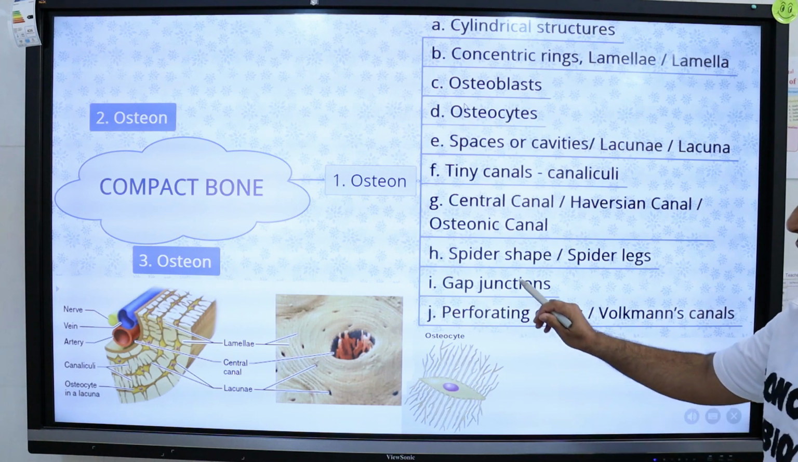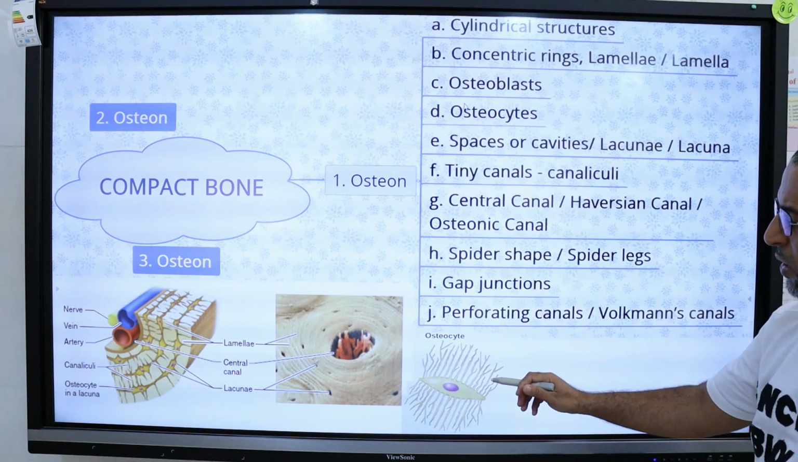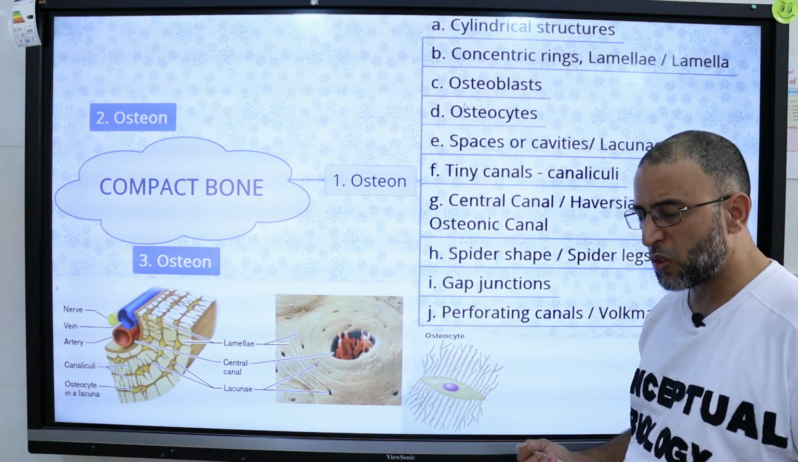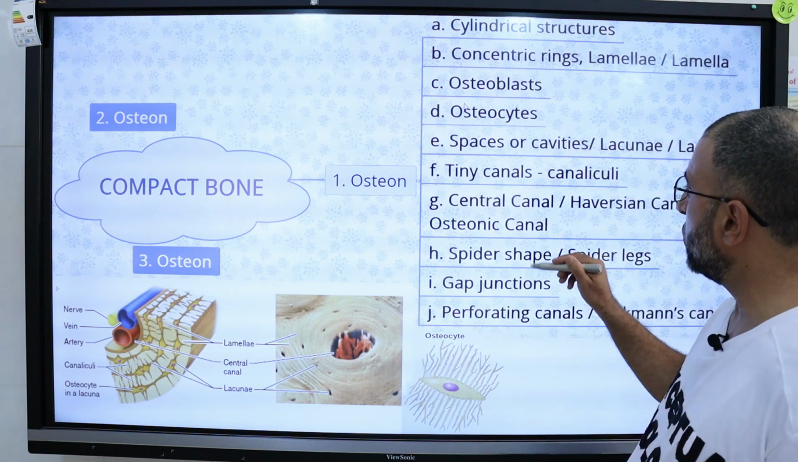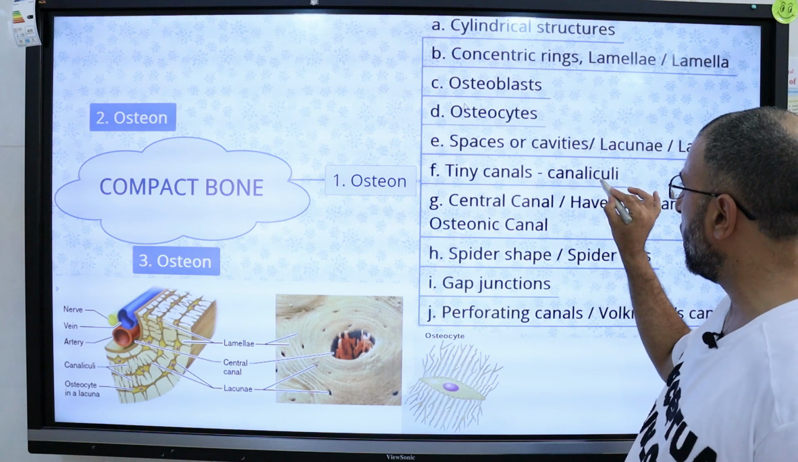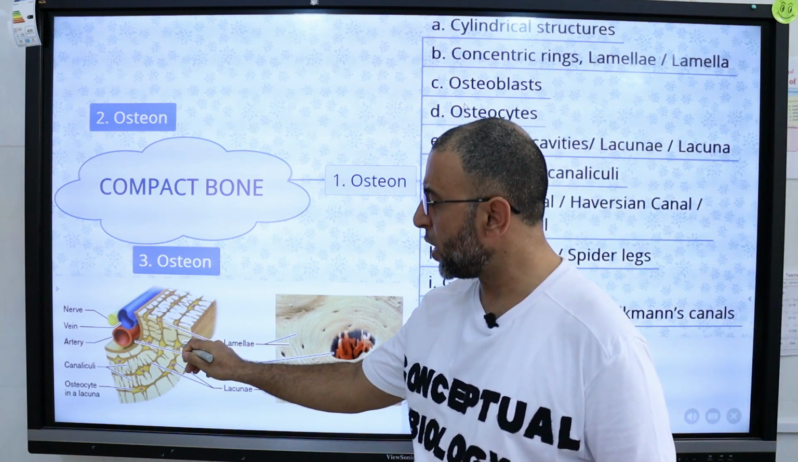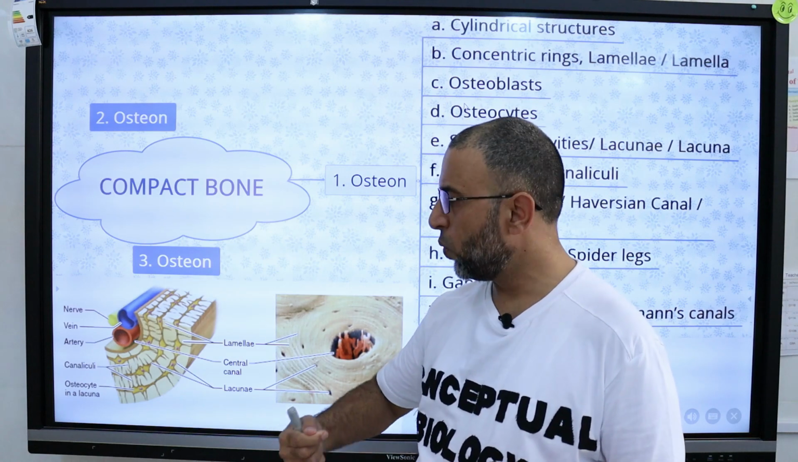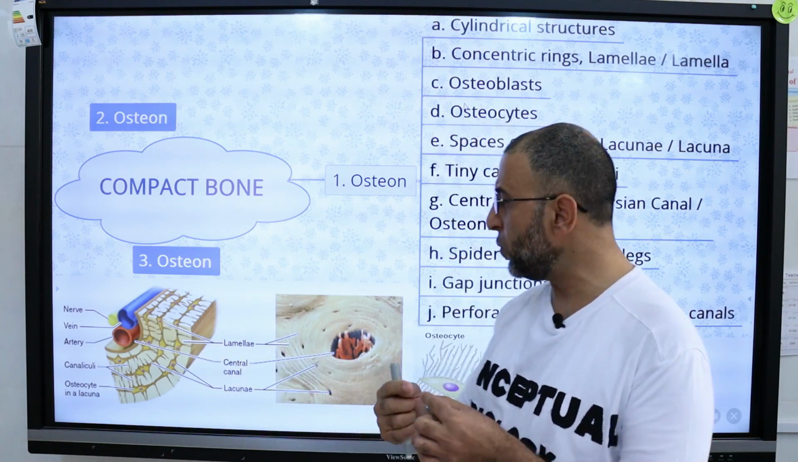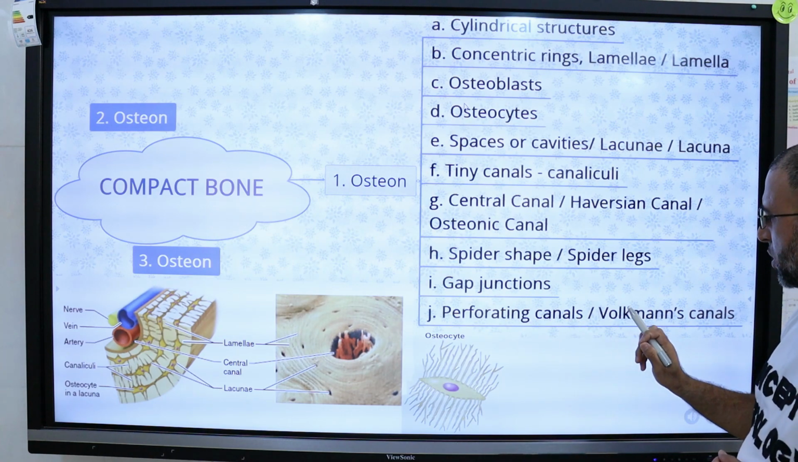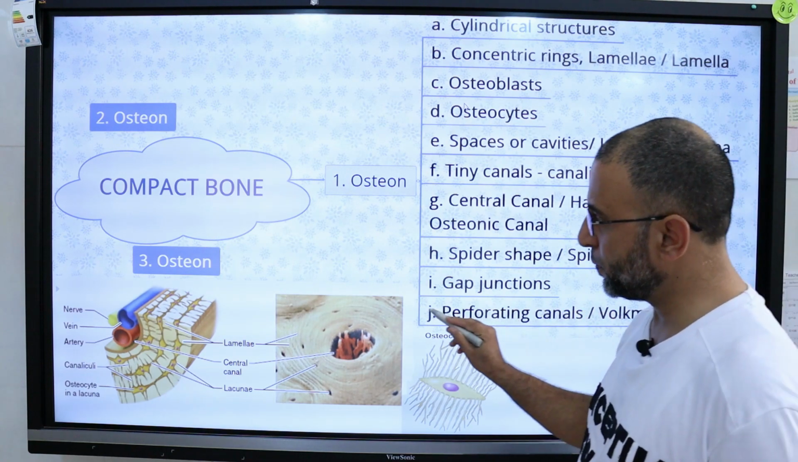The osteocyte has a spider shape because it has cytoplasmic extensions, and these extensions pass through tiny canals called canaliculi, so that osteocytes are connected with neighboring osteocytes through gap junctions. So, what are perforating canals or Volkmann's canals?